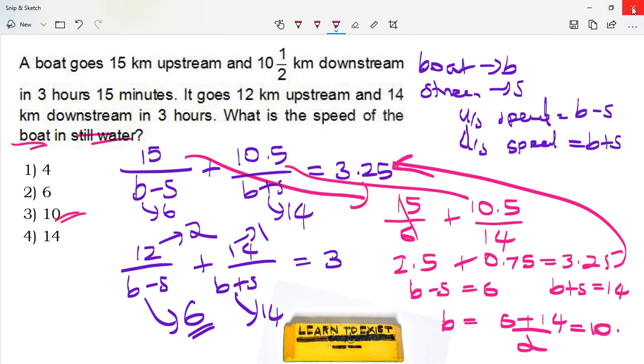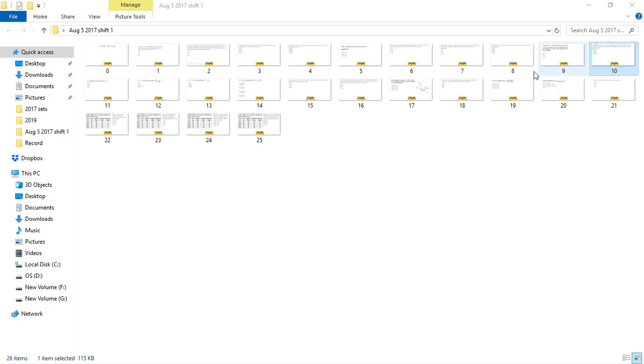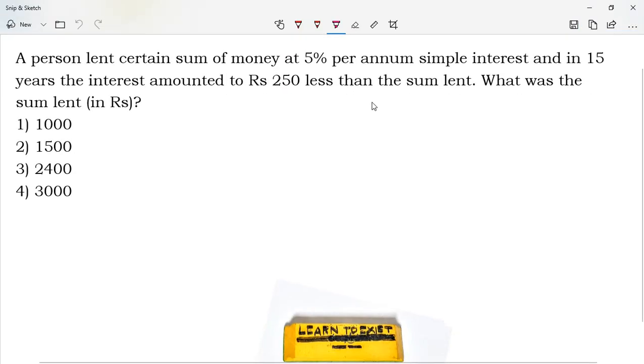Okay. So we will move to the next question. We have the 10th question. A sum of money is lent at 5% per annum. In 15 years, the interest amounted is 250 less than the sum lent. Okay. So we have a comparison between interest and the sum lent.